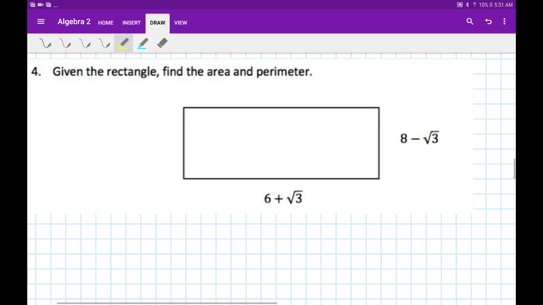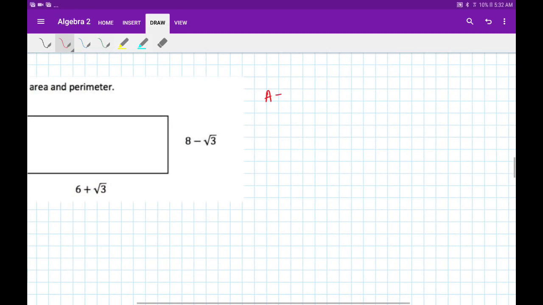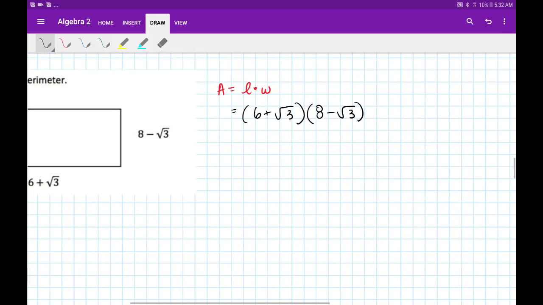Okay, number 4. We're given a rectangle. We want to find the area and the perimeter. So let's start with their area formula, which is length times width. It doesn't matter which one you make your length, which one you make your width. We're just going to multiply them together, and that will be our area expression. So if I say 6 plus square root 3 is my length, my width would be 8 minus root 3. And keeping in mind we're using parentheses, so we're going to need to FOIL this out.